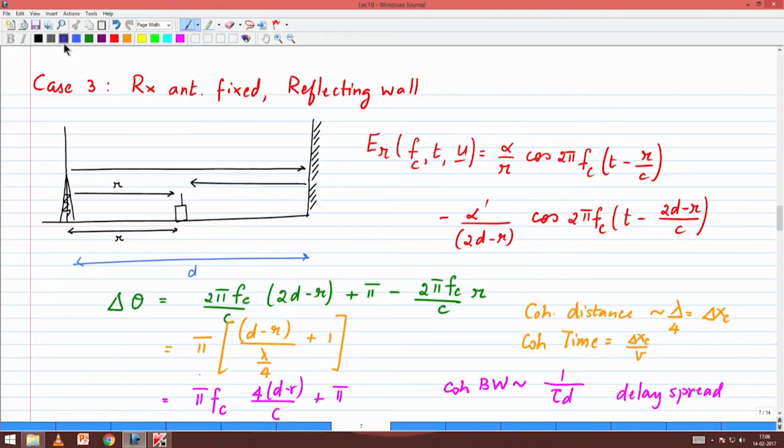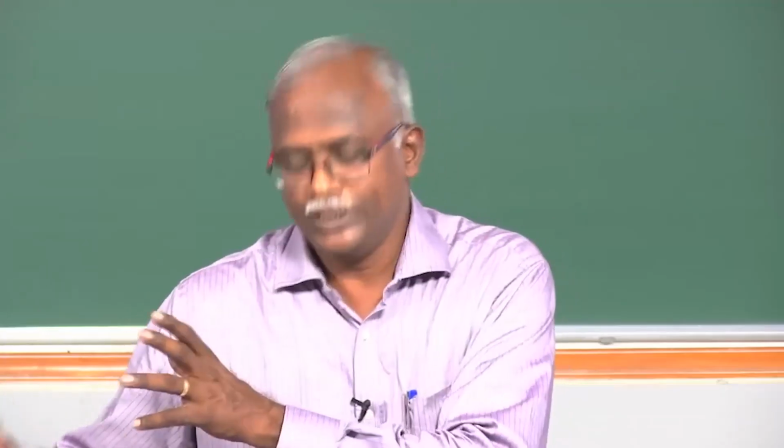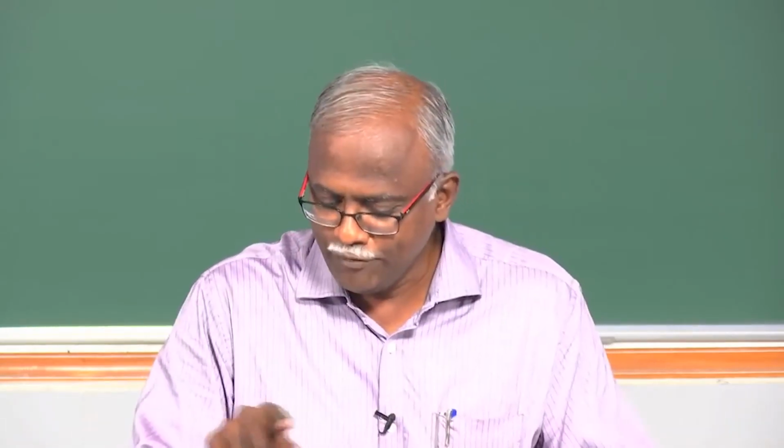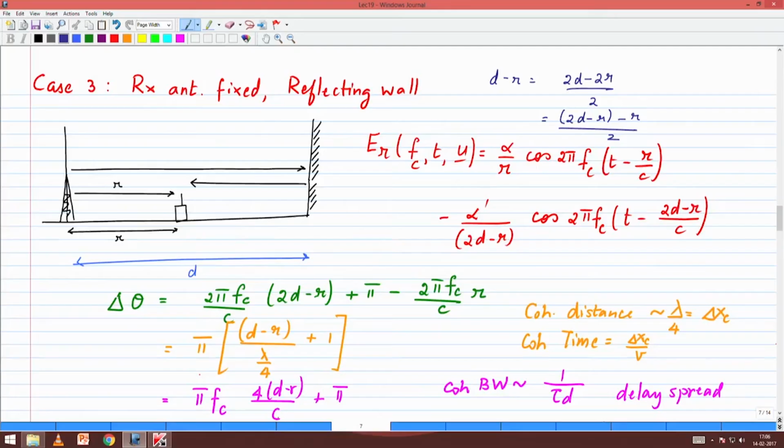Let me just write that down. D minus r can be related to (2d minus 2r) divided by 2, and that's the difference between the path lengths. So ultimately d minus r can be related to the difference in path lengths in this particular example, but the most important thing is if your path lengths differ by lambda by 4, that results in a phase change of pi. So this is what we refer to as coherence distance.